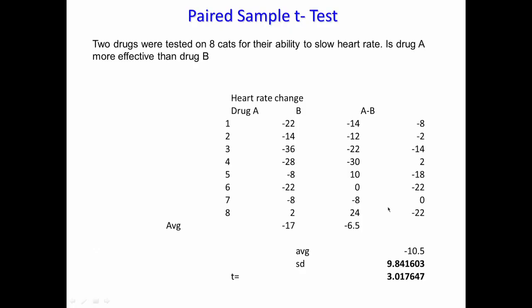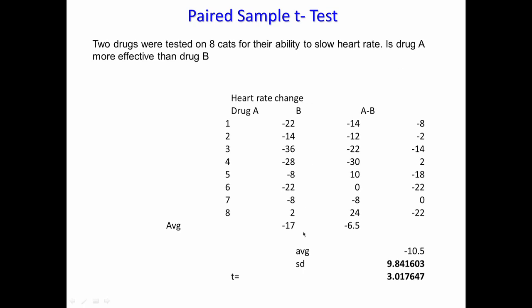Now, let us look at another problem with a paired sample. Now, two drugs were tested on 8 cats here, okay. Drug 1, it is slowing the heart rate. So, the heart rate has slowed when I give drug A on cat 1 by -22, that means it has gone down by 22. When I gave drug B, it went down minus 14 and so on actually. Okay. So the average is minus 17, average for this is minus 6.5.